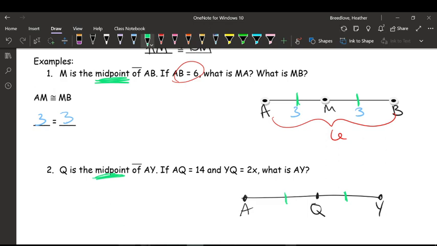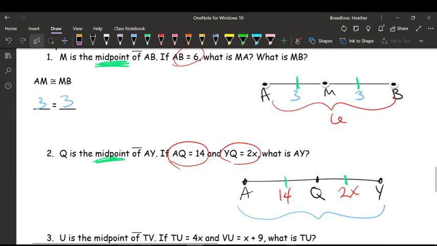So if AQ is 14, and YQ is 2x, what is the value of AY? Do I need to solve for x? There's an x in there. Do I need it? No. Because I already know what that piece equals, right?